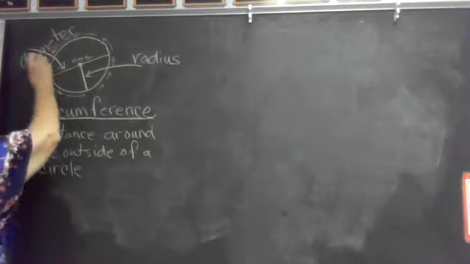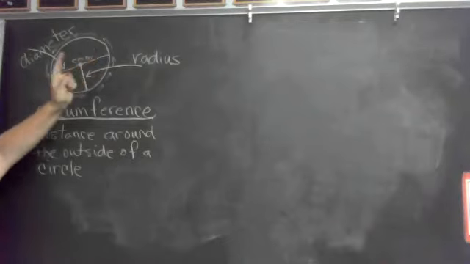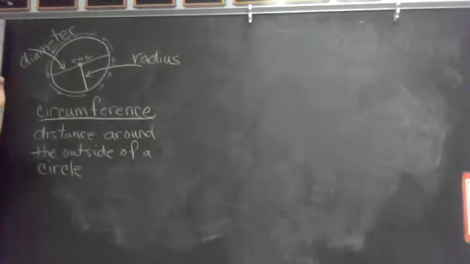D-I-A-M-E-T-E-R. It's a diameter. It goes all the way from one side of the circle to the other side of the circle, but it has to pass through the center. If it doesn't pass through the center, it's something else. But a diameter goes all the way through the center from one side to the other side of the circle. The diameter has to go through the center.